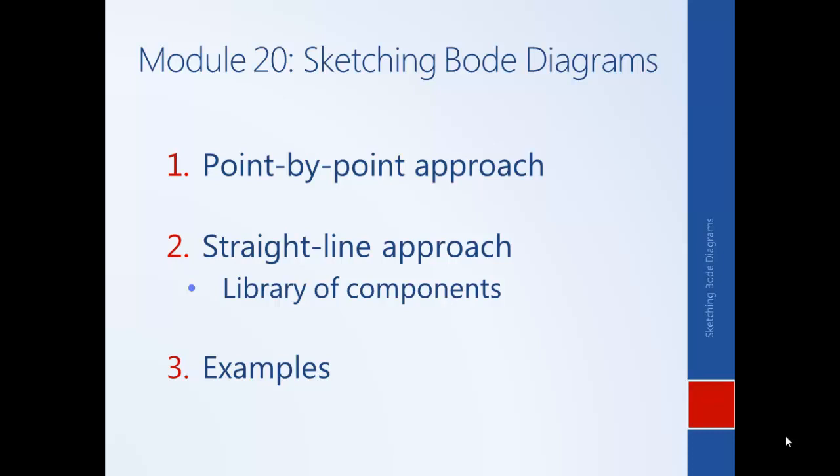In particular, we will learn two approaches. One approach is a point-by-point approach, and the second approach is an asymptotic approximation, where we approximate the Bode diagram of complex systems from a library of Bode diagrams of components that we've memorized. We'll then conclude with a few examples.